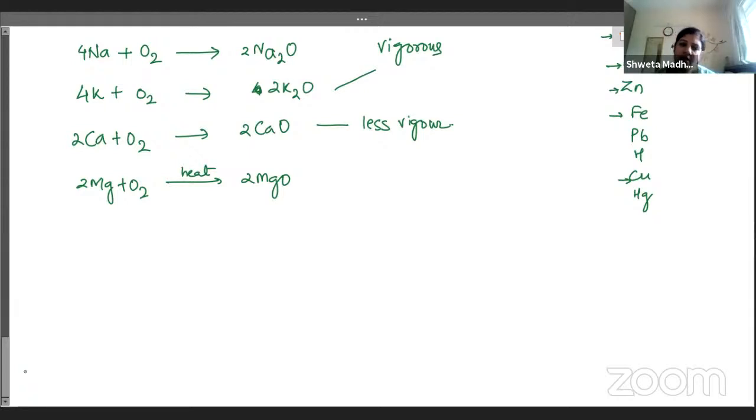Aluminium also, after strong heating, combines to form aluminium oxide, Al2O3. Or slowly it combines with atmospheric oxygen layer by layer, atom by atom. That is what we call corrosion of aluminium.